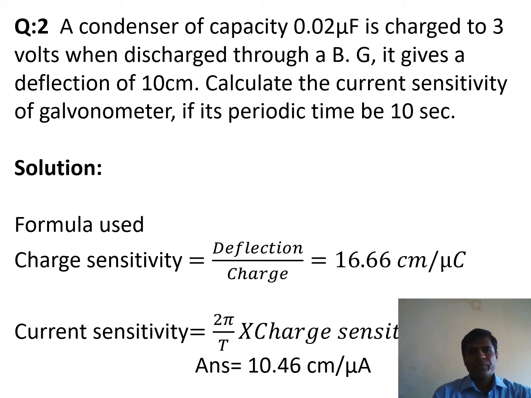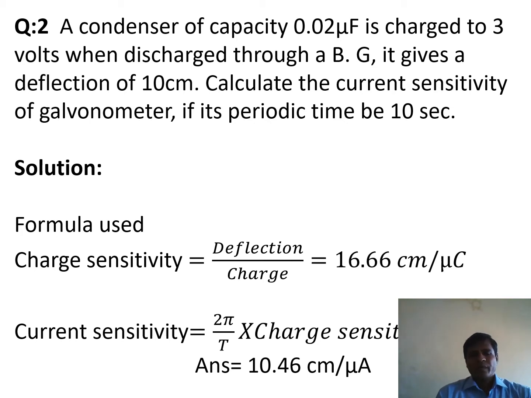Question number 2. A condenser of capacity 0.02 microfarad is charged to 3 volts. When it is discharged through a ballistic galvanometer, it gives a deflection of 10 centimeters. Calculate the current sensitivity of galvanometer if its periodic time be 10 seconds.